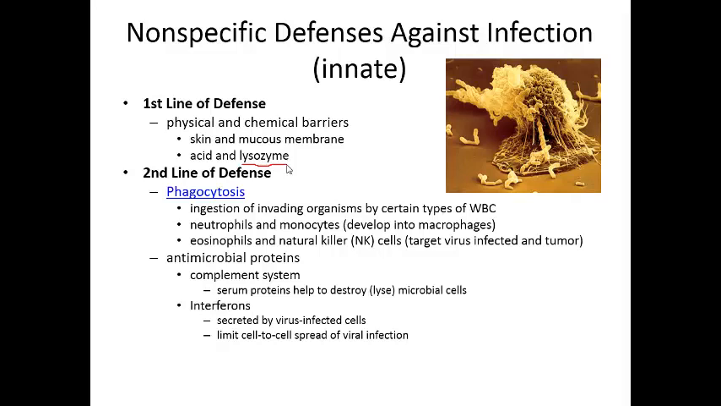If a foreign invader does enter your body, you also have the second line of defense. The second line of defense is mostly made up of large phagocytic white blood cells called macrophages. There are two types of cells that can develop into a macrophage. You have the neutrophil and you have the monocyte.